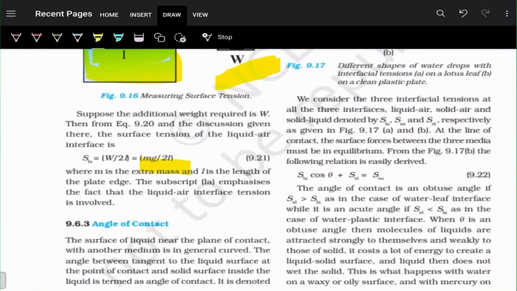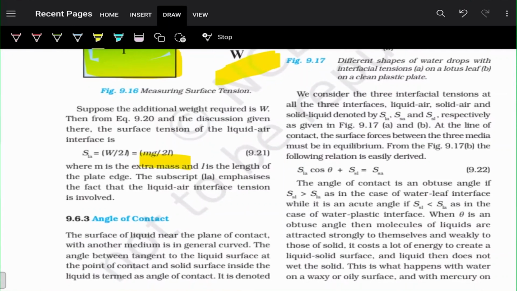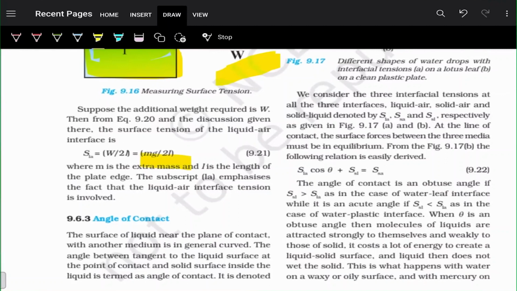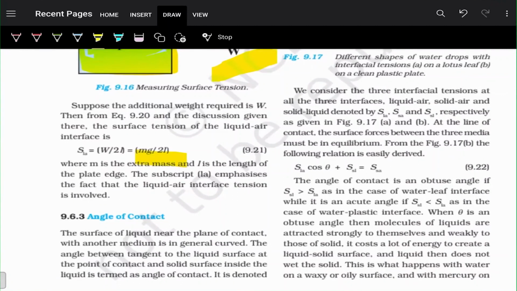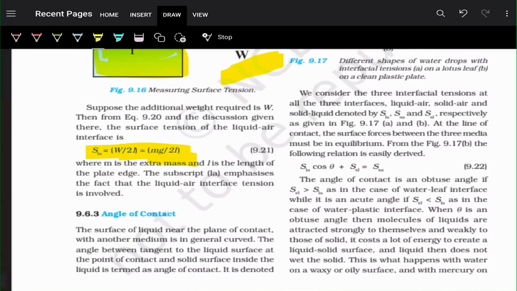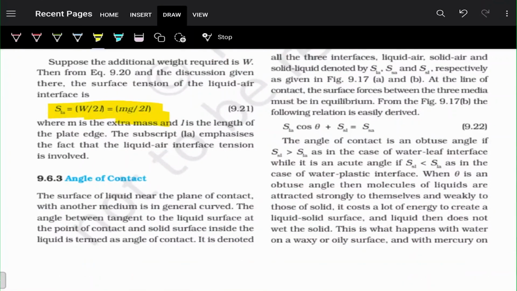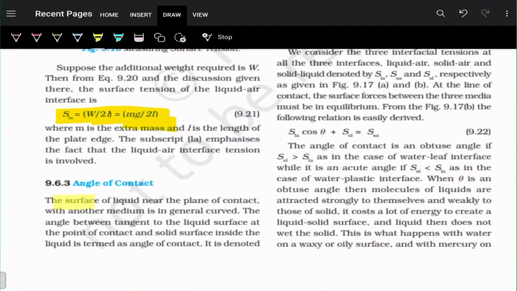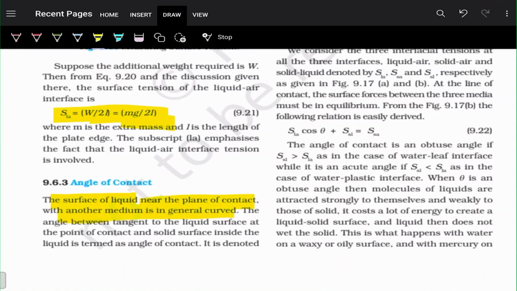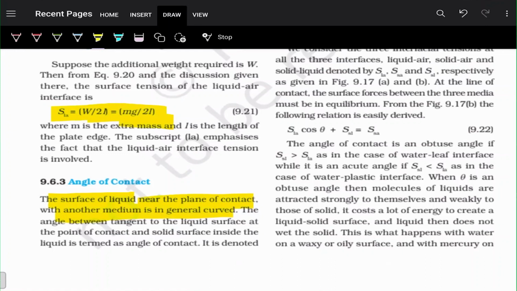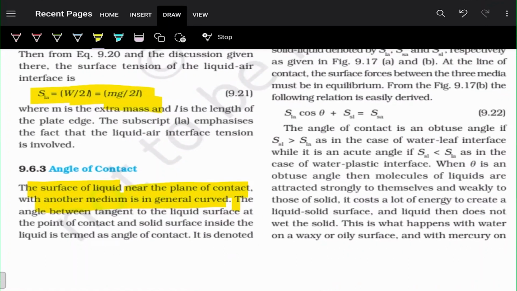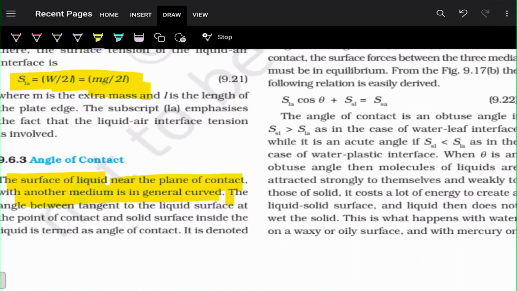The subscript LA emphasizes the fact that liquid air interface tension is involved. So this is the surface tension, correct? Yes. So what is angle of contact? Angle of contact is the surface of liquid near the plane of contact with another medium is in general curved. The angle between tangent to the liquid surface at the point of contact and solid surface inside the liquid is termed as angle of contact.